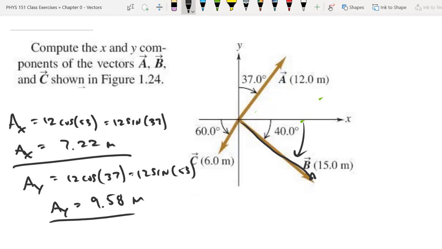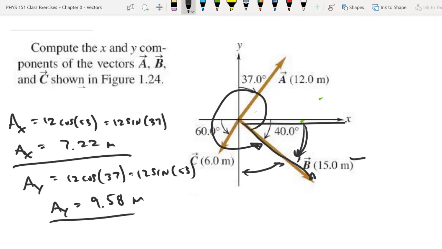I could also say vector B is 15 meters at whatever angle this is. That's 360 minus 40, 320 degrees, right? So vector B is 15 meters at 320 degrees. I can say that. I could also say vector B is 15 meters at 40 degrees clockwise off the horizontal. That'd be okay.